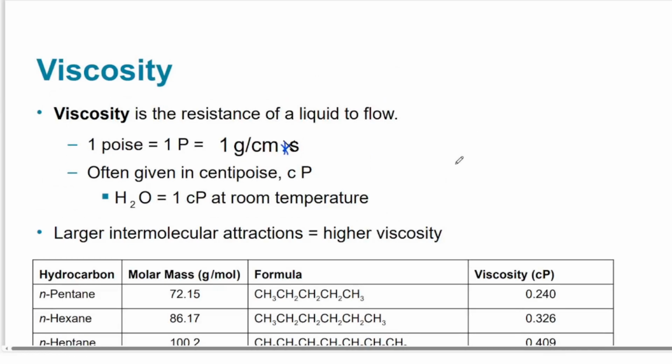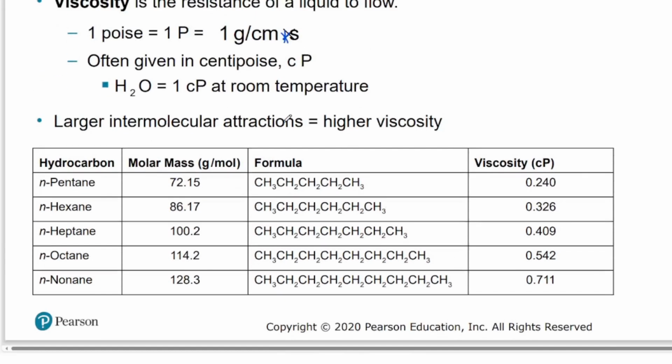Viscosity is similar to surface tension in that it depends on the intermolecular interactions. Viscosity is defined as the resistance of a liquid to flow. So we can measure viscosity in units of poise, which is 1 gram per centimeter per second. Often the units are given in centipoise, and water has a viscosity of 1 centipoise at room temperature. Larger intermolecular interactions are going to lead to a higher viscosity.